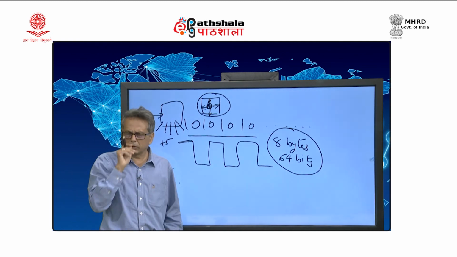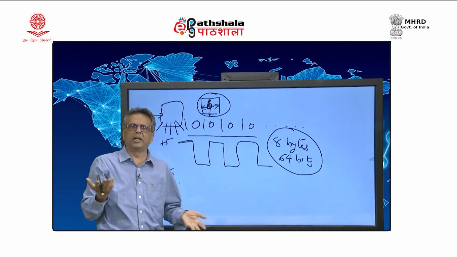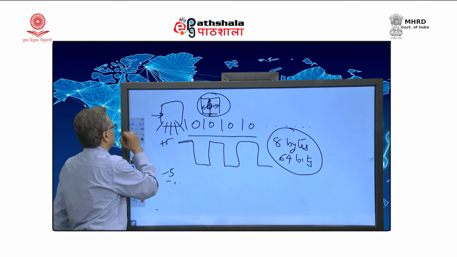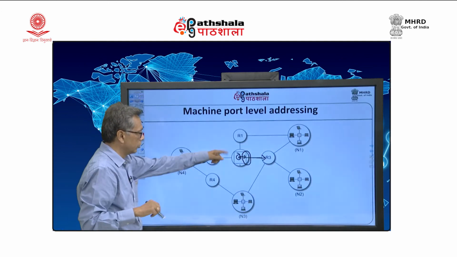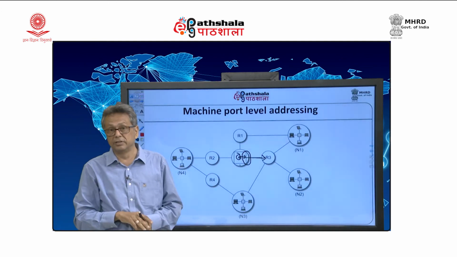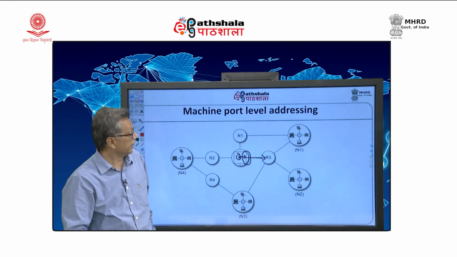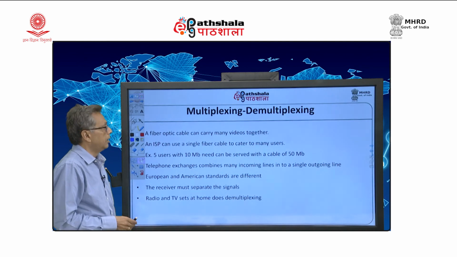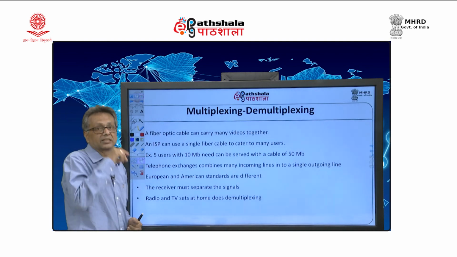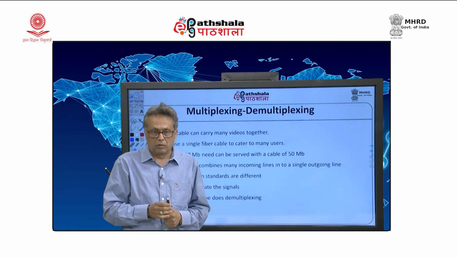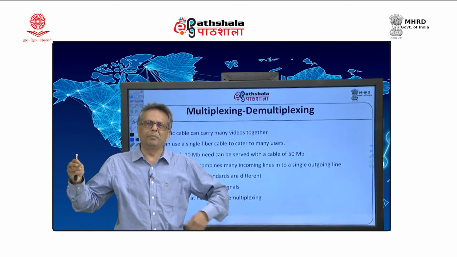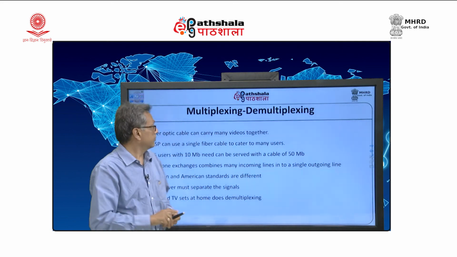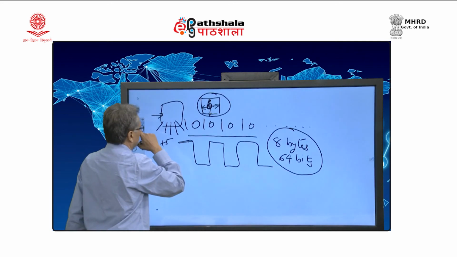So, that physical layer will have to decide. This is not going to happen in a desktop, because usually you only have one interface and one card which manages that interface. But in case of routers, yes, managing port level addressing, machine level addressing is very critical. Multiplexing and demultiplexing is the other thing. A fiber optic cable can carry many things together. Let me give you an example.